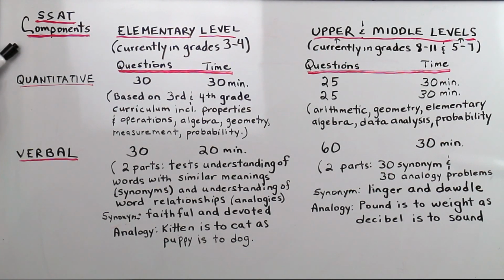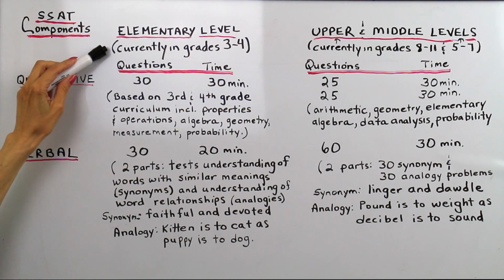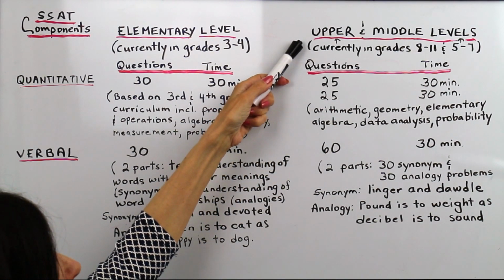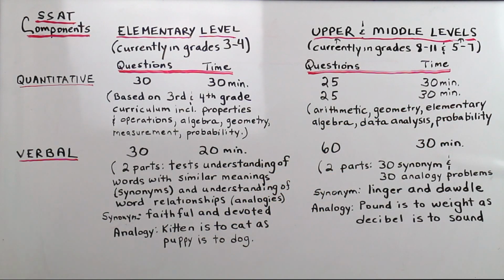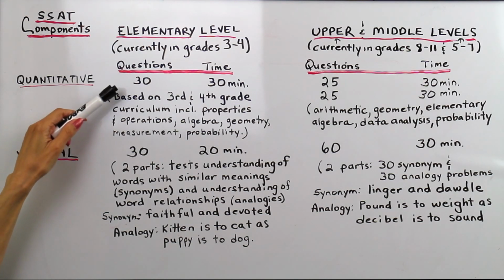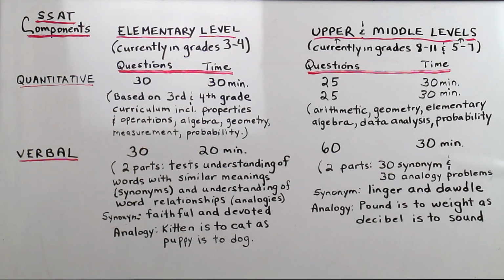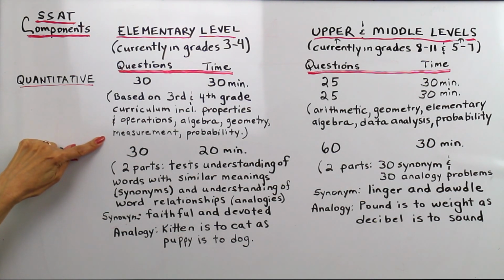So here's a detailed chart showing the SSAT components. For the elementary level, students currently in grades 3 and 4, and the upper and middle levels. Upper level currently in grades 8 through 11, and middle level grades 5 through 7 currently. The quantitative section or math section for the elementary level is comprised of 30 questions in 30 minutes. It's based on 3rd and 4th grade curriculum, including properties and operations, algebra, geometry, measurement, and probability.